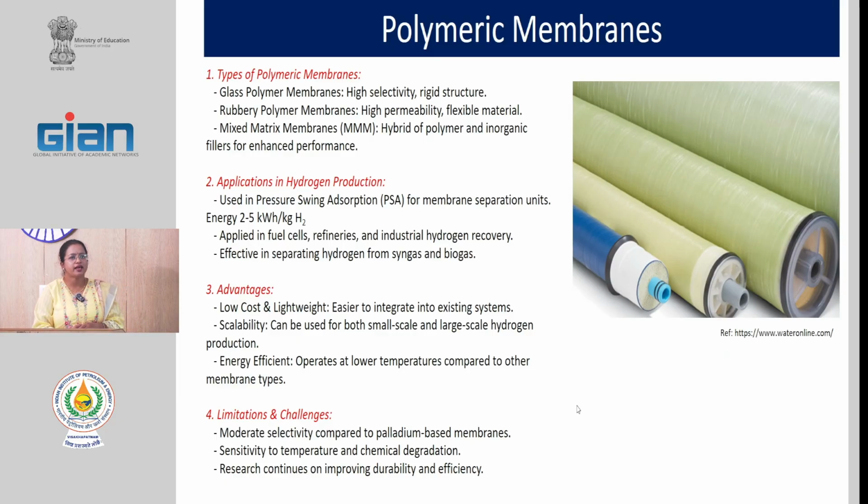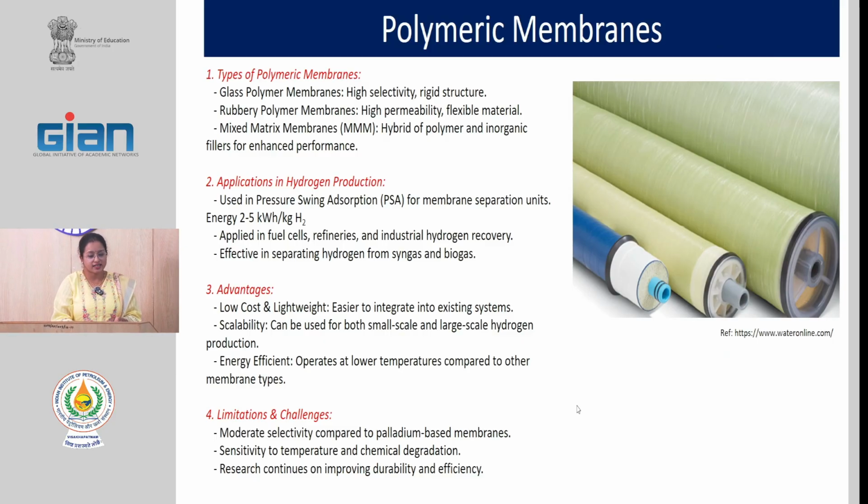Where are they particularly advantageous? They are particularly advantageous in PSA type application. It is pressure swing adsorption. So, in the membrane separation unit, the energy demand can be comparatively lowered. It is again applied together with fuel cell, refineries. It can be effective in separation of the hydrogen with the syngas and biogas for different hydrogen generation methods.